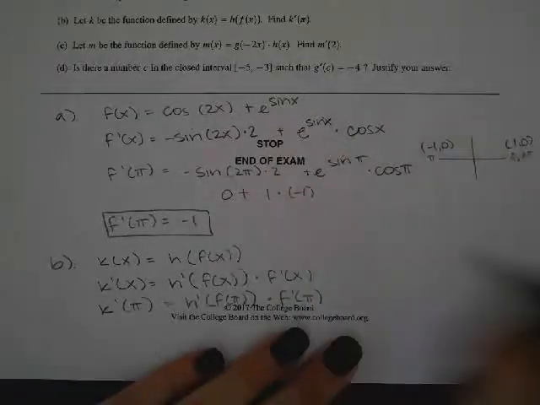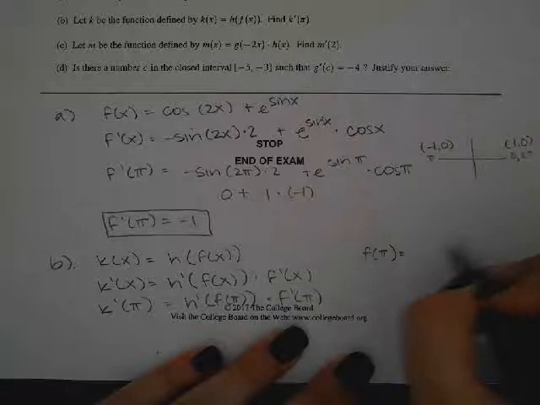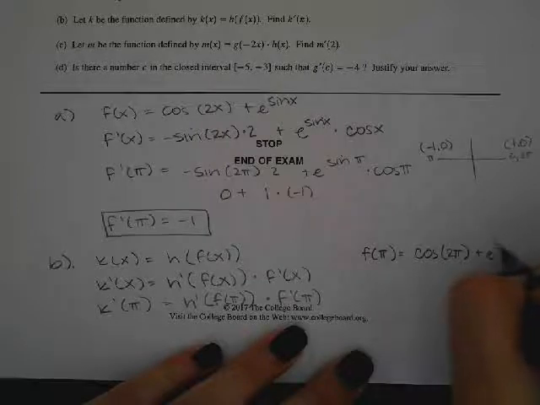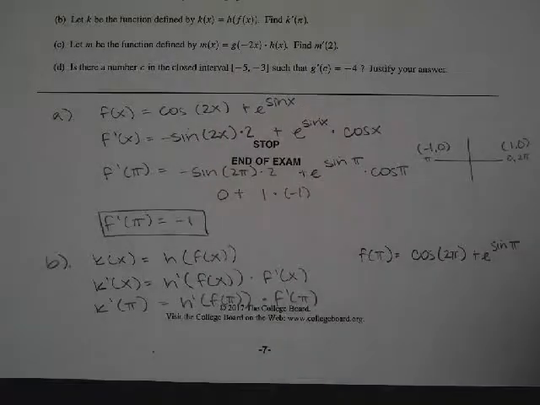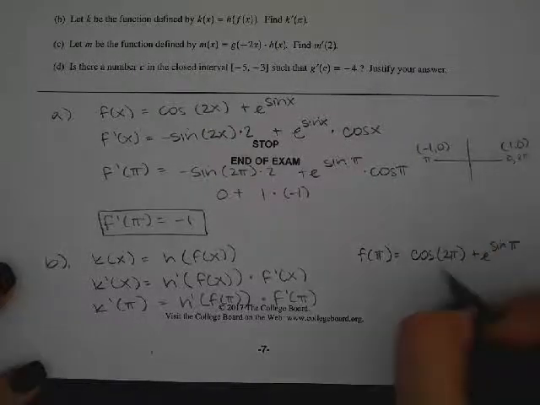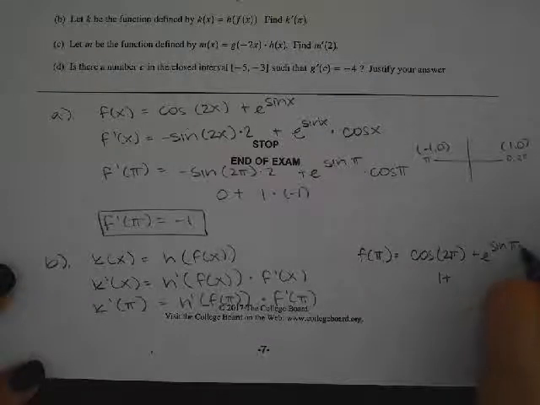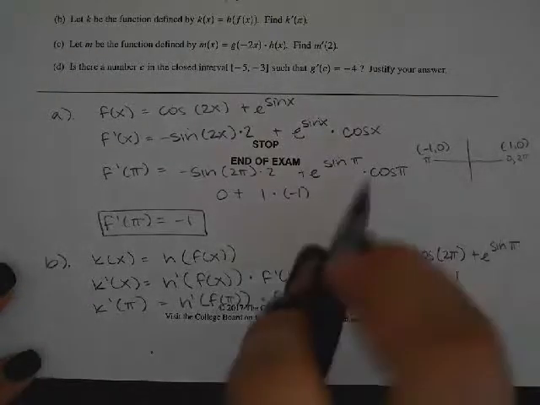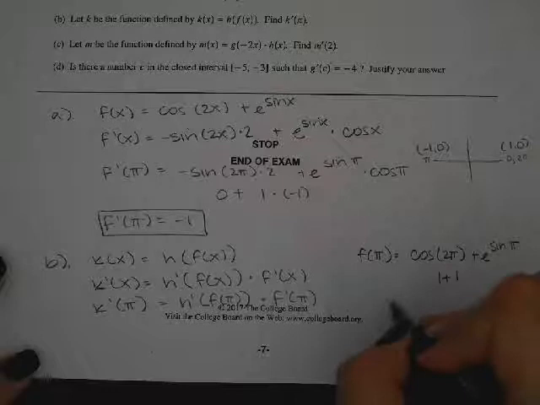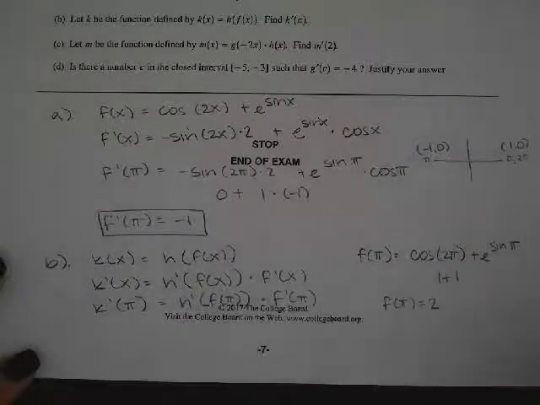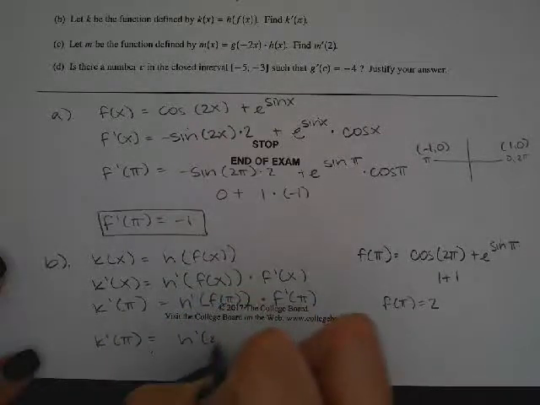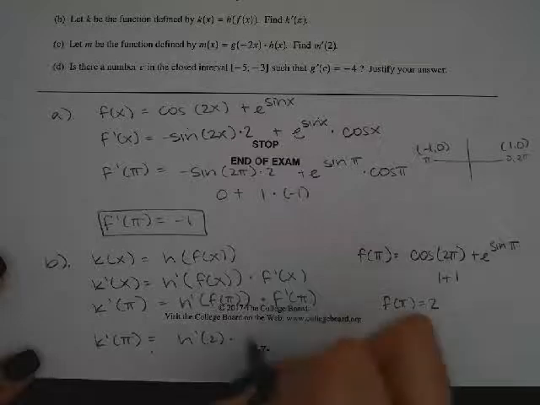f of pi is cos 2 pi plus e to the sine of pi. So cos of 2 pi is 1. Sine of pi is 0, e to the 0 is 1. So this means that f of pi is 2. Okay, so k prime of pi is h prime of 2 times f prime of pi, which is negative 1.